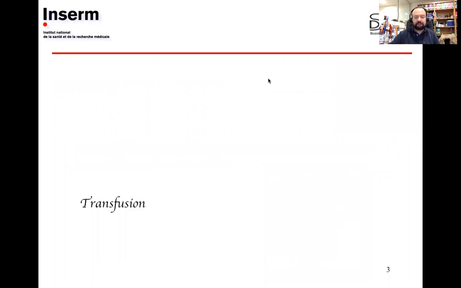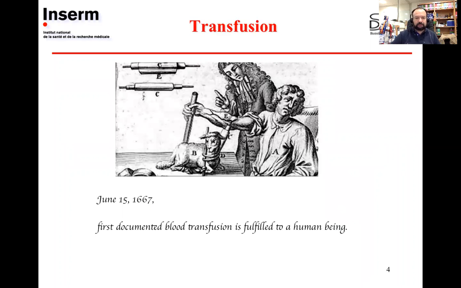I will begin with the transfusion. In fact, more than 3 centuries ago, we have the first documented blood transfusion fulfilled to a human being. It was done by the personal physician of King Louis XIV. We have a poor young boy, 15 years old, that was suffering from a lot of bleeding made by leech, a very classical treatment at this moment, and he had a high fever. So Dr. Denis decided to transfuse the blood from a sheep here on the picture to this poor little young man. And very surprisingly, he survived.